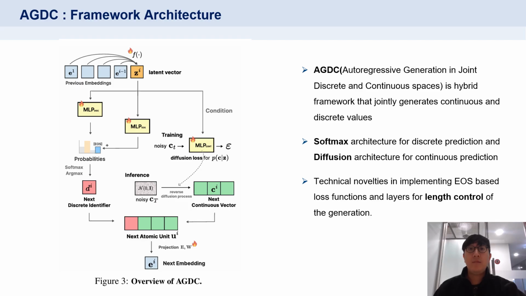With the presented atomic unit representation, I introduced AGDC, autoregressive generation in joint discrete and continuous spaces, a novel framework for generating variable length hybrid vector sequences. AGDC employs a unified architecture that processes discrete and continuous components in parallel. We represent data as a sequence of atomic units, which is a hybrid representation. The key innovation is our hybrid prediction mechanism.